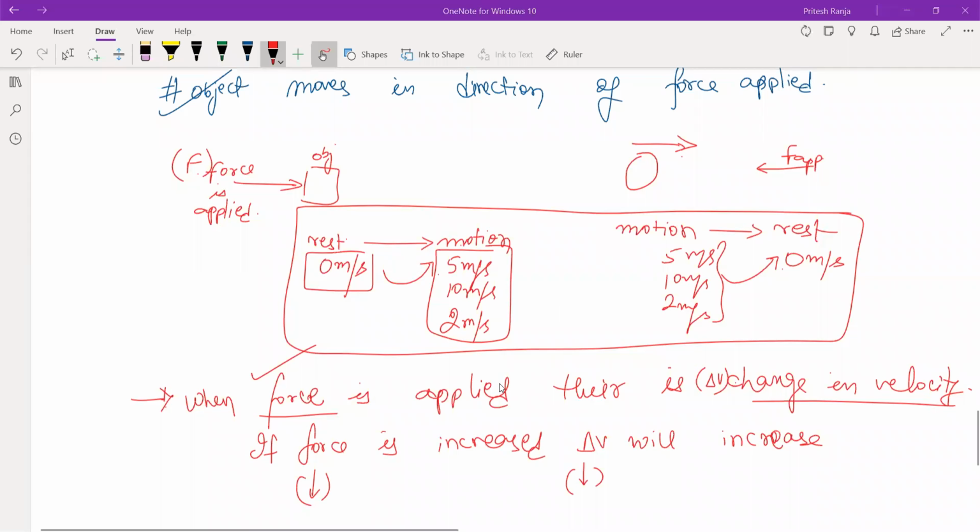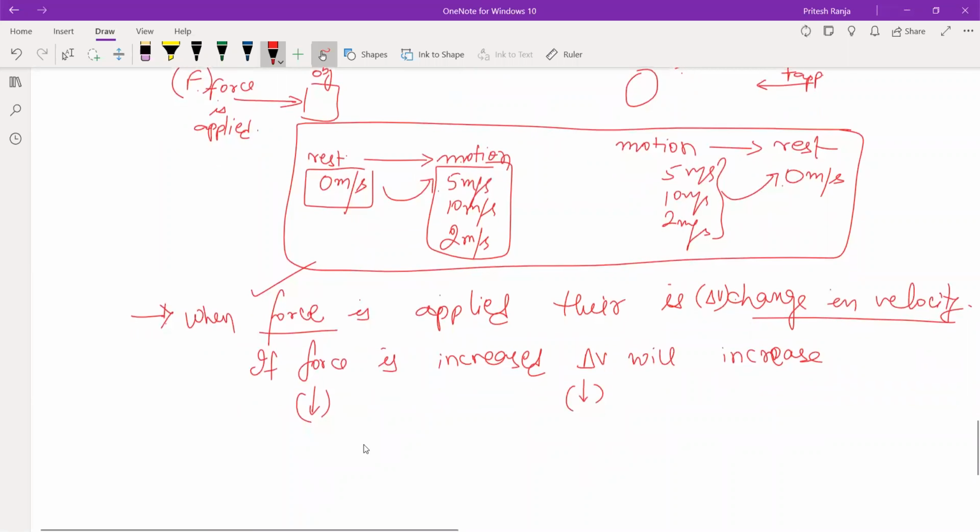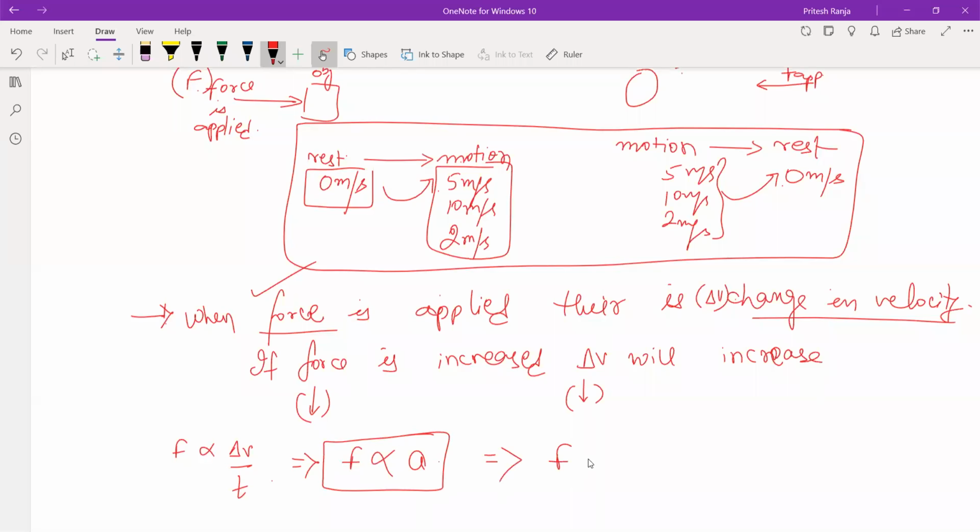So what we are observing is that force is directly proportional to the change in velocity, and this change is of course taking place in some time. So this change is per unit time, and change in velocity per unit time is acceleration. So we can conclude force is directly proportional to acceleration produced in the object. To remove this proportionality symbol, we bring a constant of proportionality, that is m. m is the mass of the object, a is the acceleration of the object.